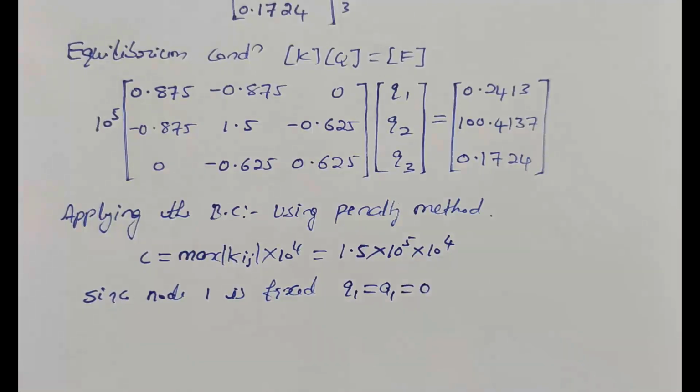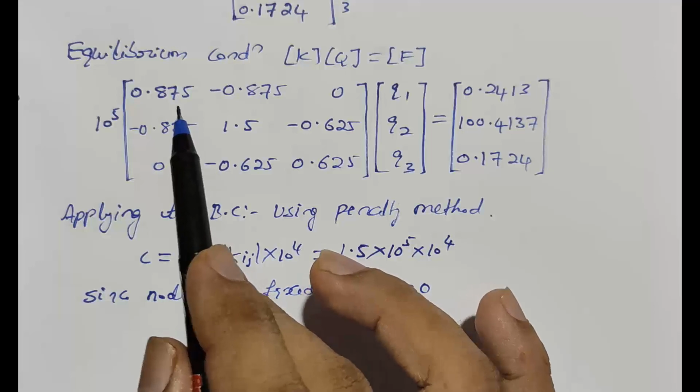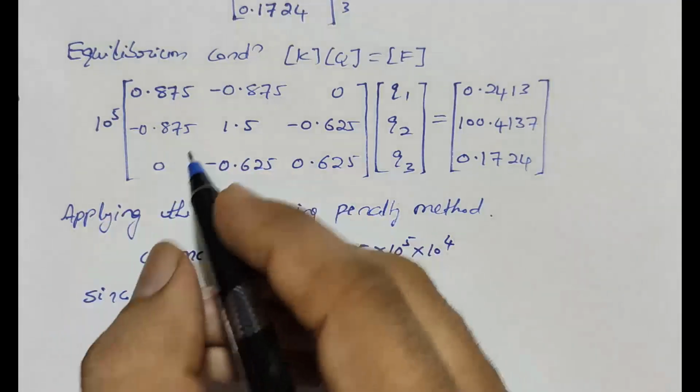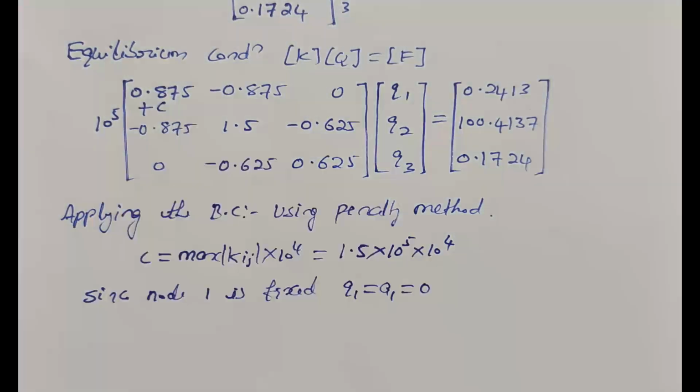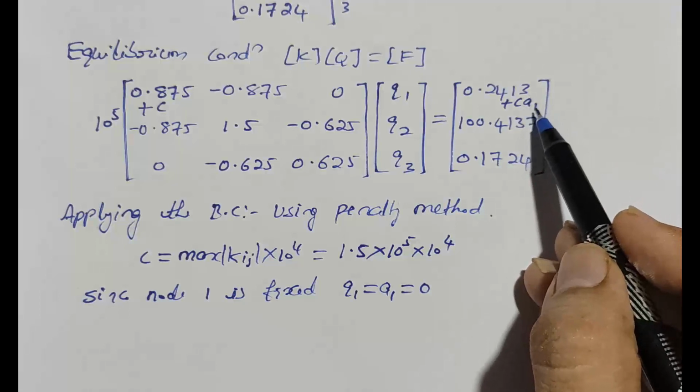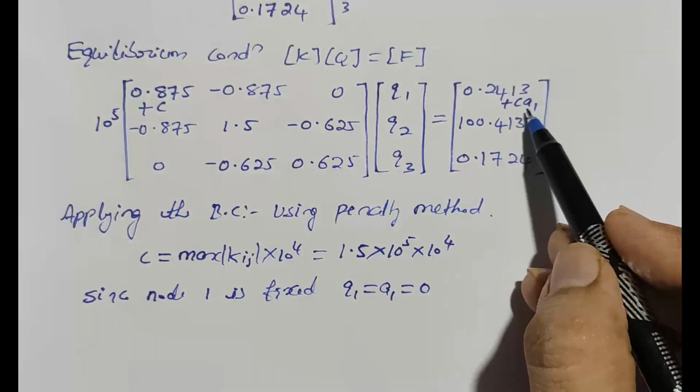Now, using penalty method, since Q1 is equal to A1 is equal to 0, the large spring stiffness C gets added to the corresponding element in the global stiffness matrix. That is, this C is added to K11. So plus C. Next, the corresponding spring force, that is CA1, gets added to the corresponding nodal force, that is here, plus CA1. Since A1 is equal to 0, this CA1 becomes 0.